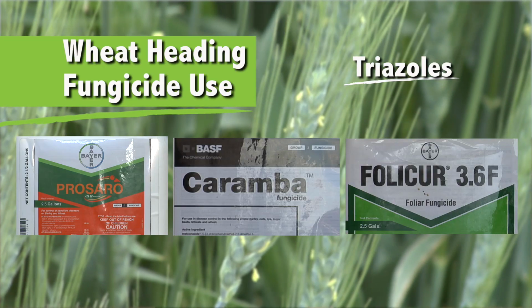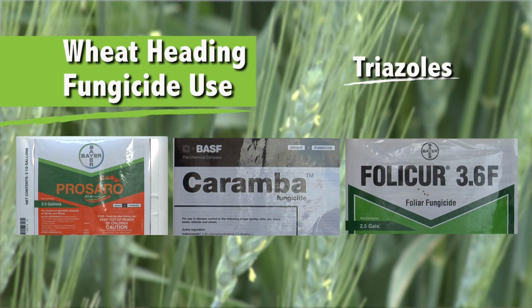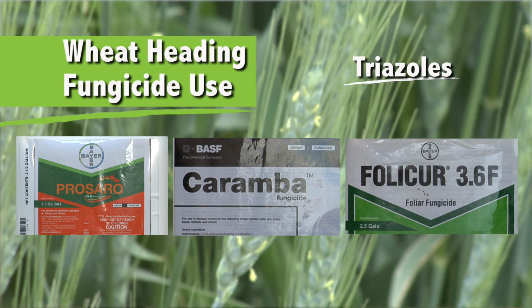The other thing too, Brian mentioned at heading, we're going to use straight triazoles. The main products there are Prosaro, Caramba, Folicure. Since we're going to use those at heading, we don't want to use those at flagleaf. And I know there's some bad information around the country saying, well, why don't you just spray those now? Because are you really going to come back in 10 days and spray at heading? Let's just use those products now.